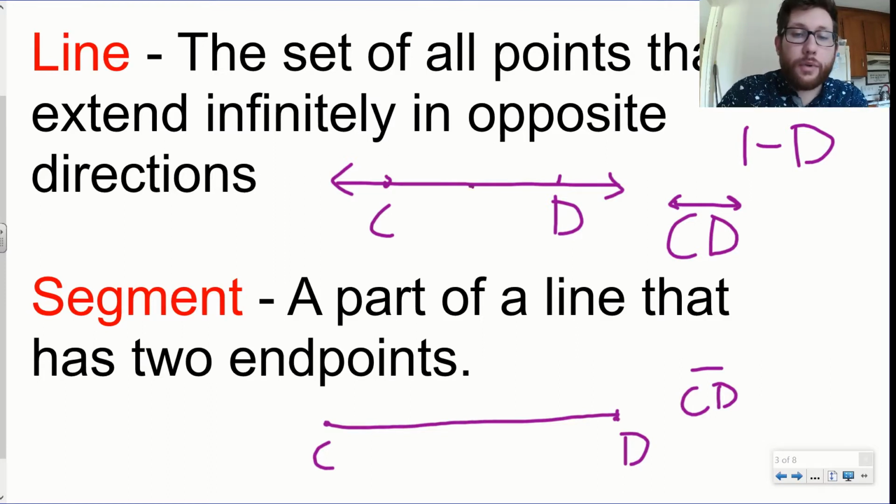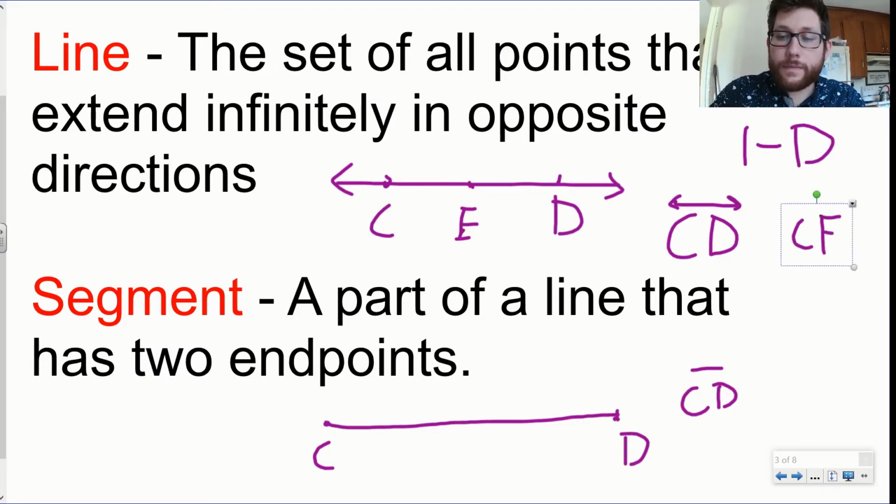Now we could put a third point on here. Let's call this CED. Now there are other ways. If I have more than 2 points on a line, I could call this CE. I could call this ED. I could call it DE or EC. As long as I have two points on my line that are in my notation, I'm good to go.